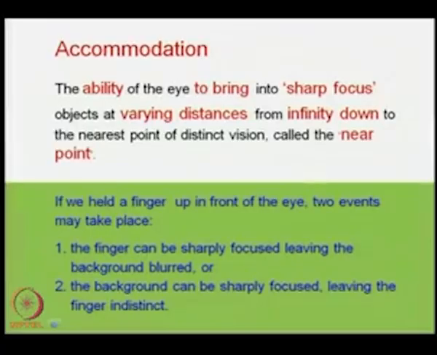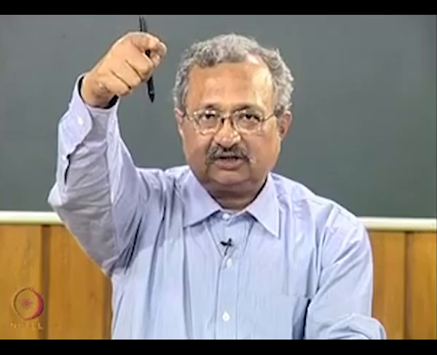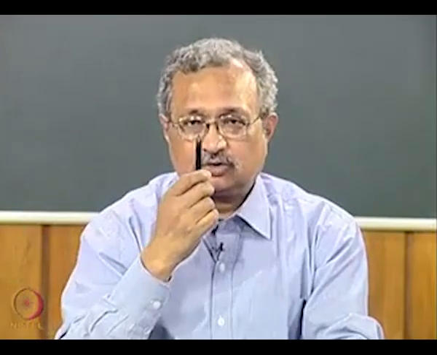Now, another issue is accommodation. The accommodation is the ability of the eye to bring into sharp focus objects at varying distances, from infinity down to the nearest point of distinct vision, called the near vision. So, infinity vision is towards far distance and the near point is close.